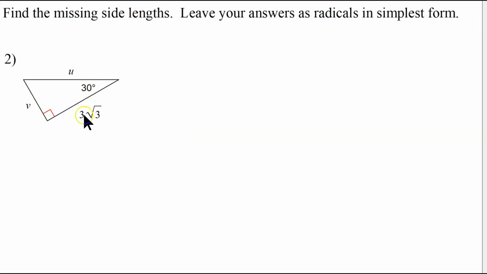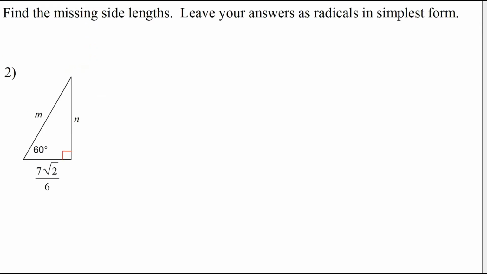This is 3 radical 3. Remember the formula for a 30, 60, 90 special right triangle. The longest side, which is this one, because this is the shortest side, the longest side is away from the 60 degrees. The longest side is something radical 3. Well, that something is your shortest side. So V equals 3, U equals 6.